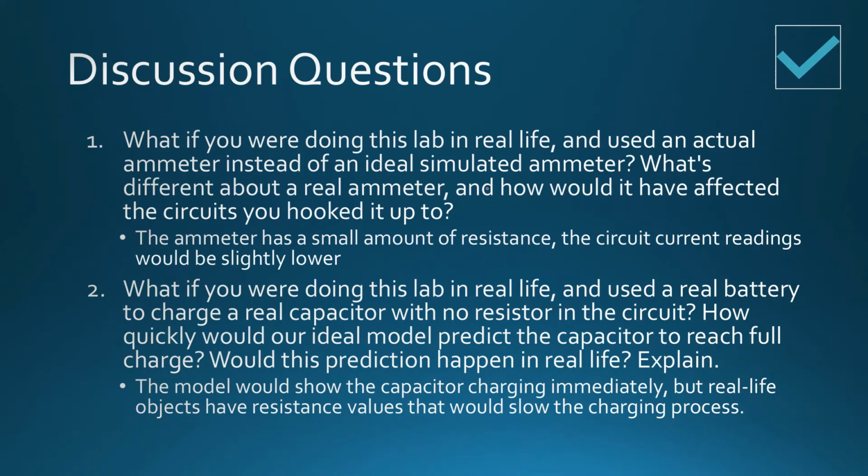Lastly, we were asked some discussion questions about if we were doing the lab in real life. If we were using an actual ammeter, then the ammeter would have a small amount of resistance, meaning that the current readings would be slightly lower than what we found in the model. If we were using a real battery to charge a real capacitor with no resistor, the model would predict that the capacitor would charge immediately, but real-life objects have some resistance values that would slow the charging process.